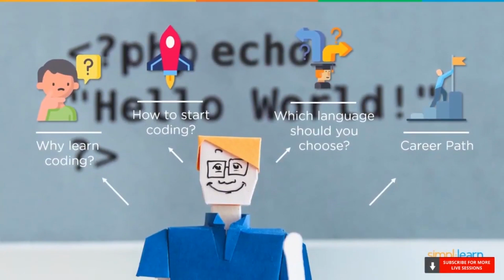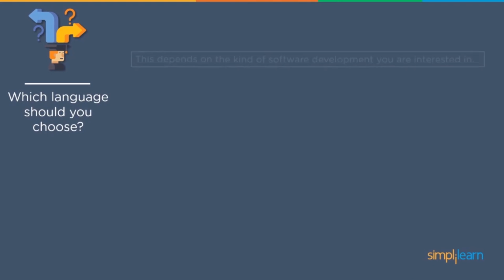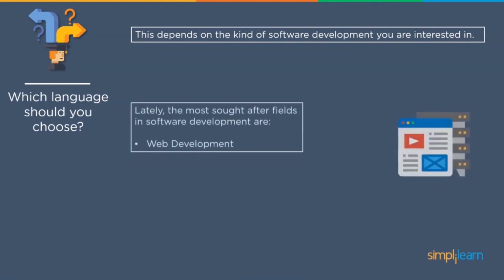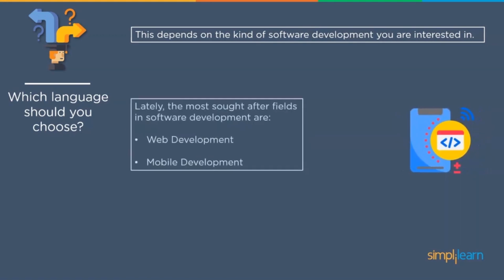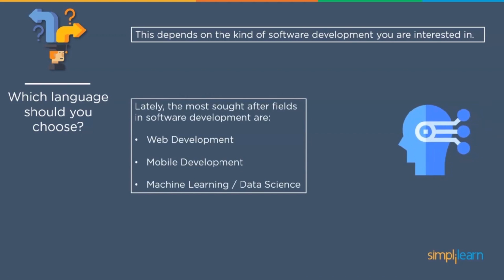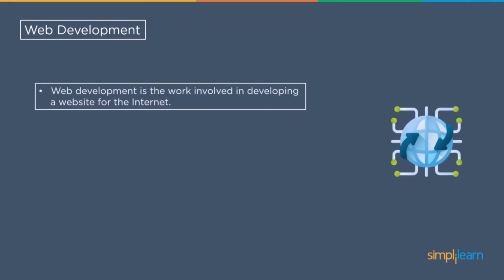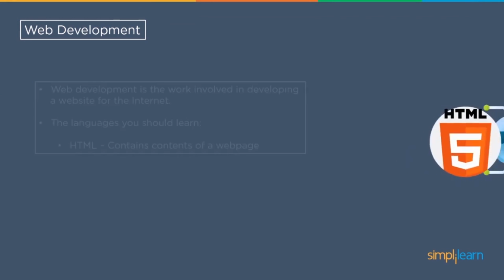Next up, the question that every programmer generally has is which language one should choose. Now the language you choose depends upon the software development you are interested in. Some of the most sought after fields in software development are web development, mobile development, and machine learning. So when it comes to web development, as you may already know, web development involves developing applications for web platforms that run on the internet.